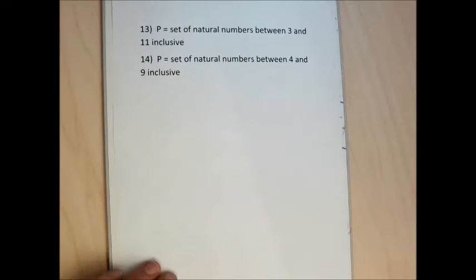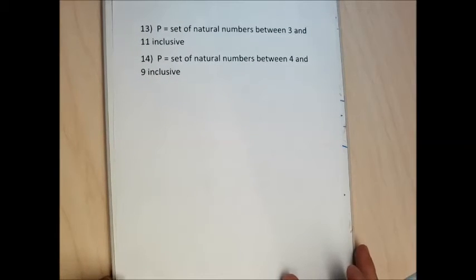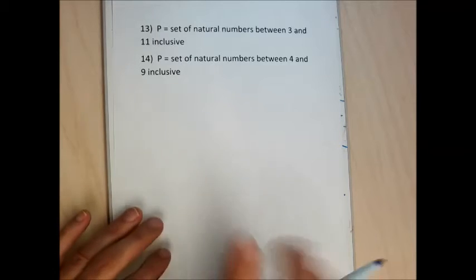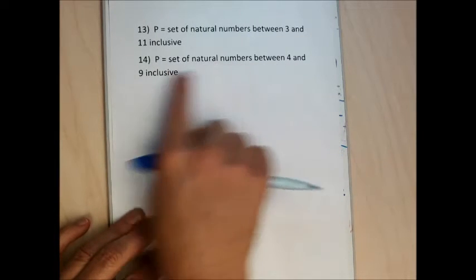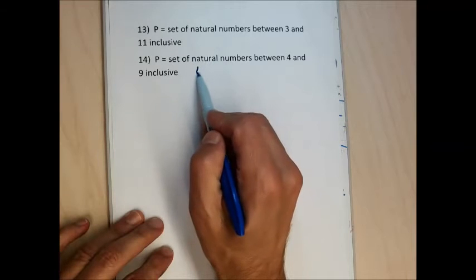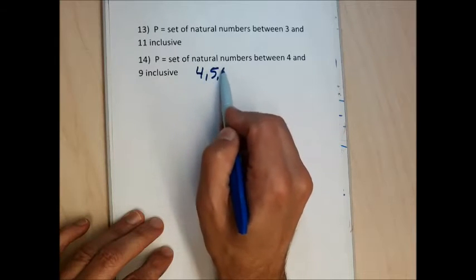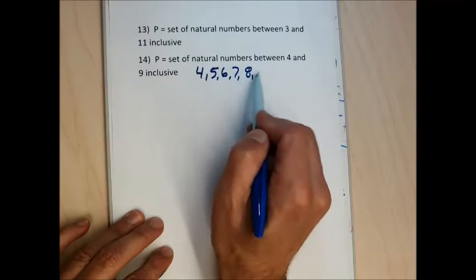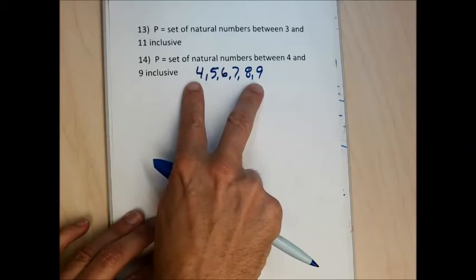When we need to do 13 and 14, I give you word descriptions of the set. That's kind of useless. I need to figure out what elements are in my set before I can do a set builder notation. So P is a set of natural numbers between 4 and 9 inclusive. So P is going to have 4, 5, 6, 7, 8, and 9, and it includes the 4 and the 9 because of the word inclusive. So that's what the set P is.